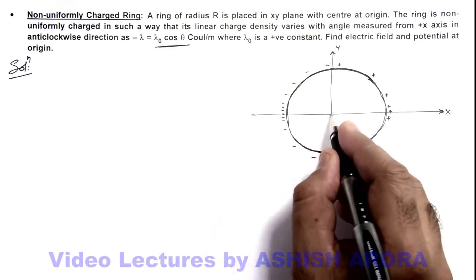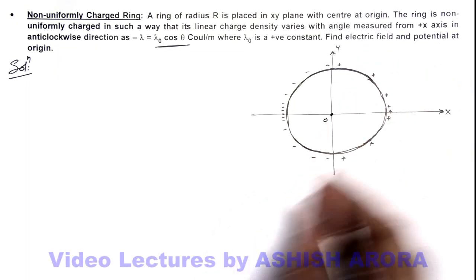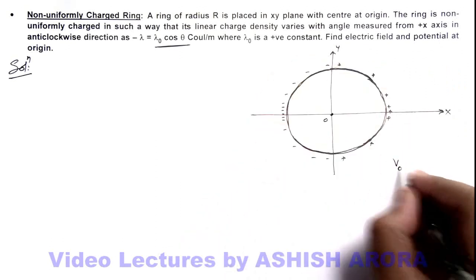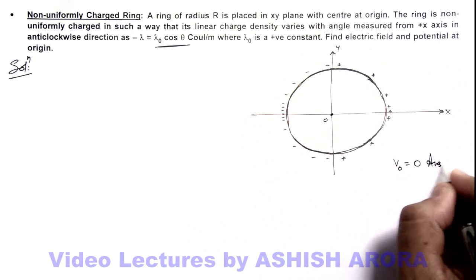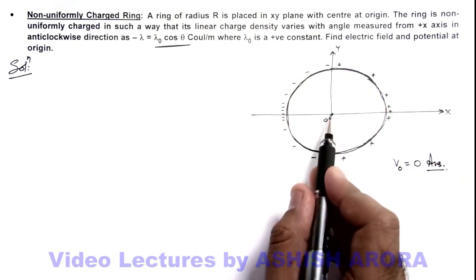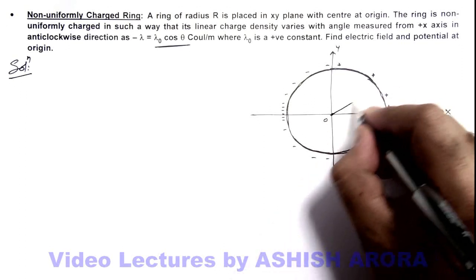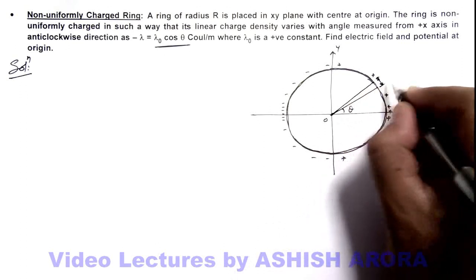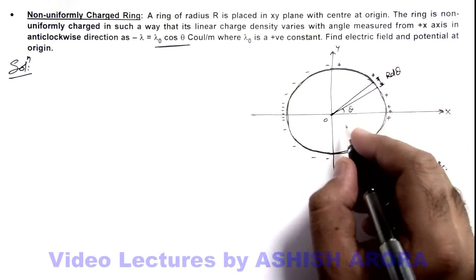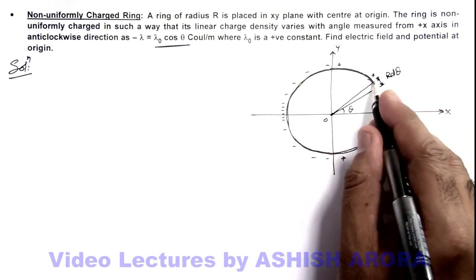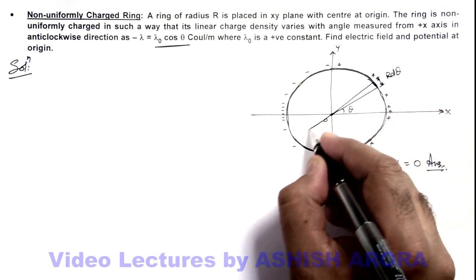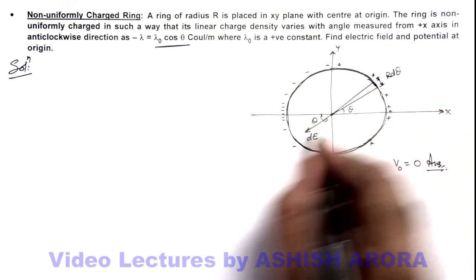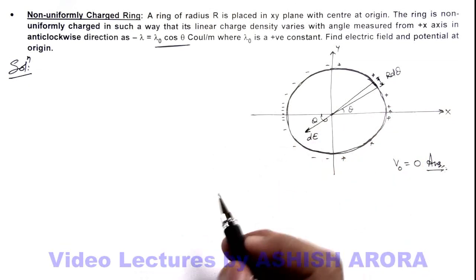Here we are required to find the potential and electric field at the origin. By symmetry we can see that as the total charge of the ring is 0, the potential at the origin must be equal to 0. That is one answer of this problem. To find the electric field at the origin, at an angle theta we can consider an elemental arc of width r d theta, where r is the radius of this ring. Due to this elemental arc, the electric field at point O will exist in this direction, which is at an angle theta with the negative direction of the x axis, and say its value is dE.